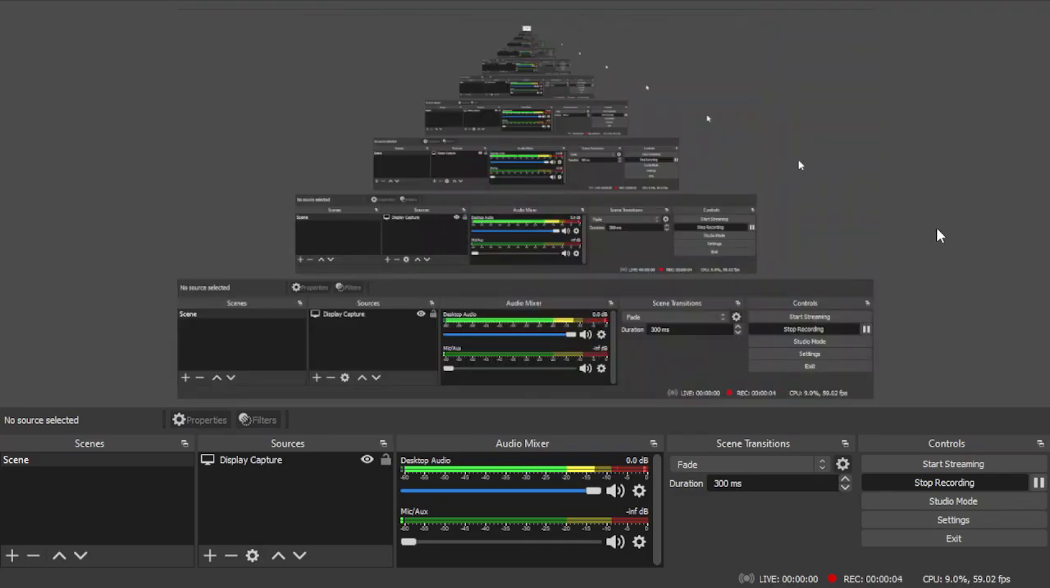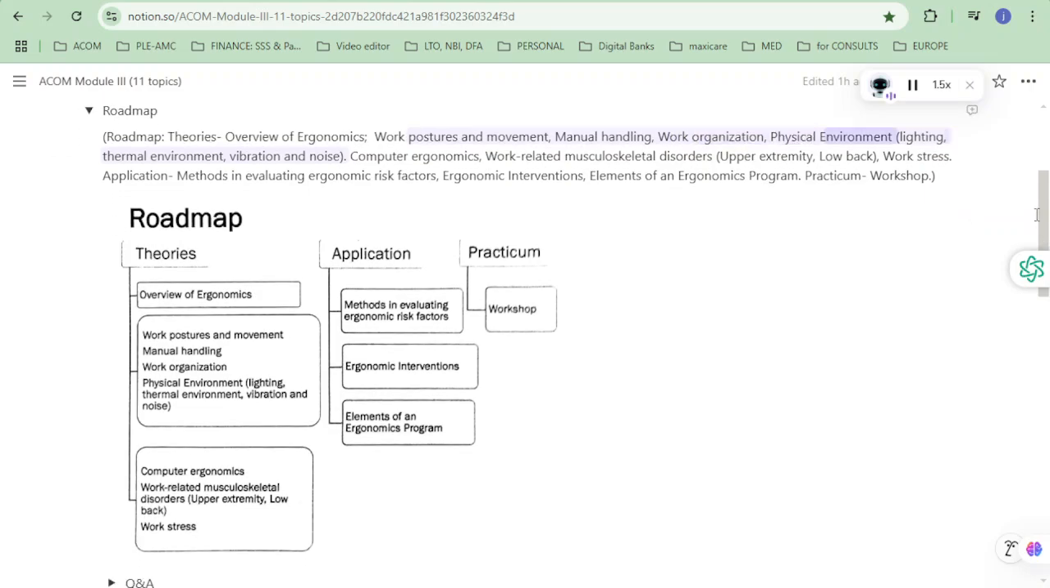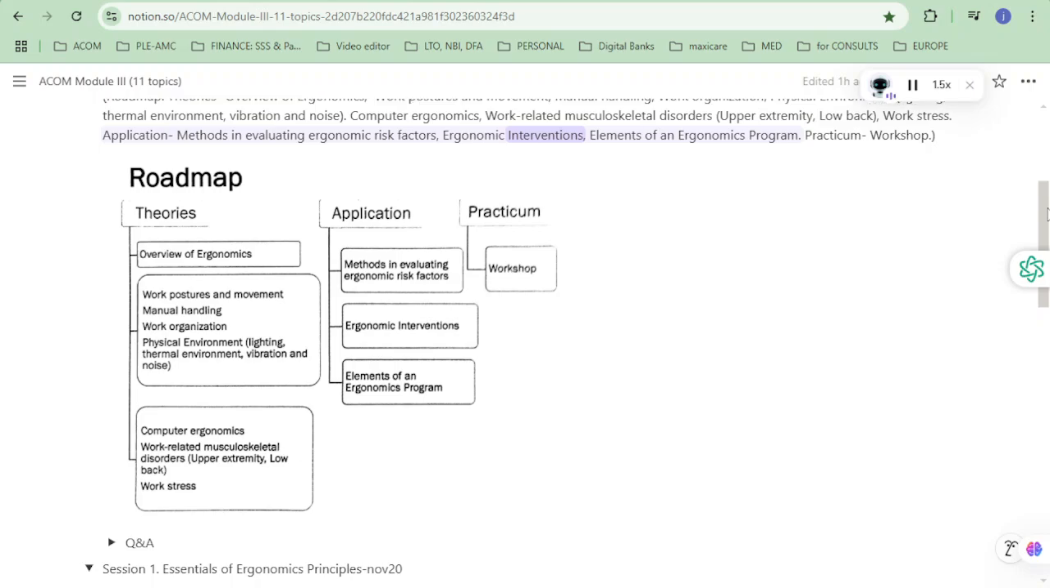Postures and movement, manual handling, work organization, physical environment, lighting, thermal environment, vibration, and noise. Computer ergonomics, work-related musculoskeletal disorders, upper extremity, low back, work stress. Application methods in evaluating ergonomic risk factors, ergonomic interventions, elements of an ergonomics program.